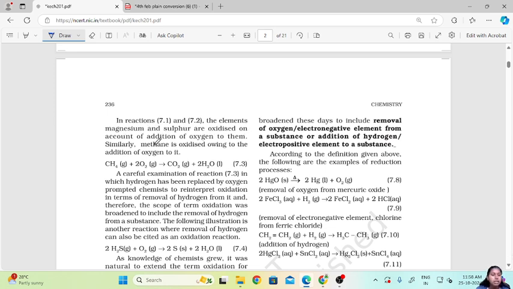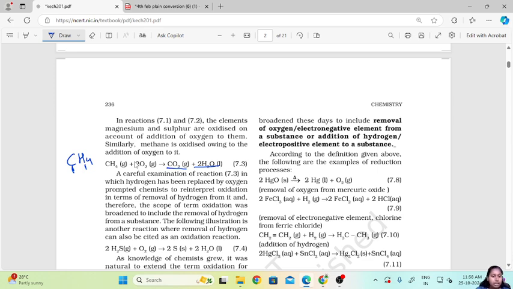Now similarly, methane is oxidized owing to the addition of oxygen to it. Now methane is CH4. Methane, ethane, propane, these are alkanes. So when methane combines with oxygen, the oxygen combines with both carbon and hydrogen, forming carbon dioxide and water molecules.